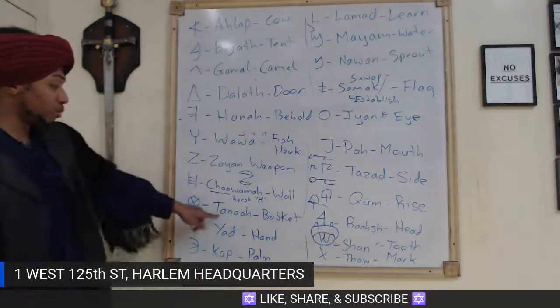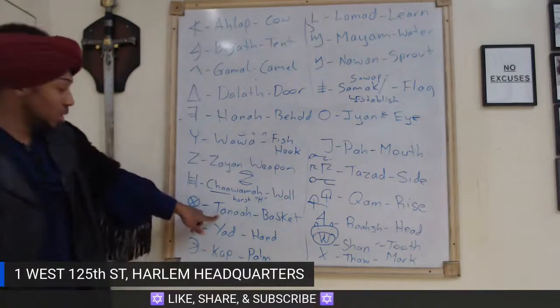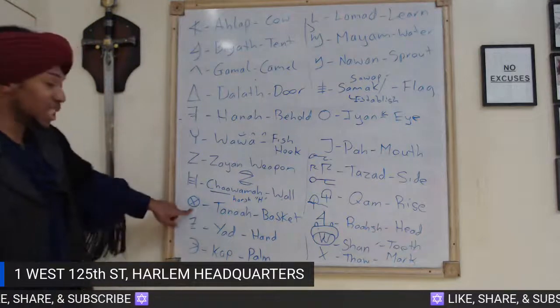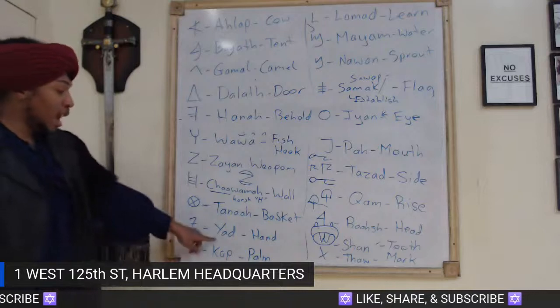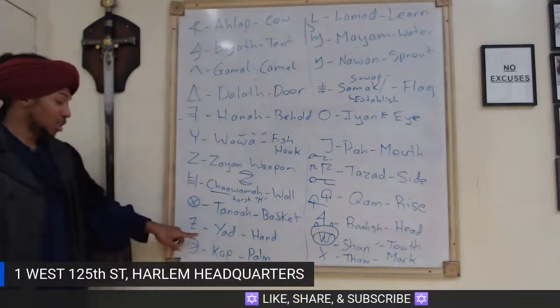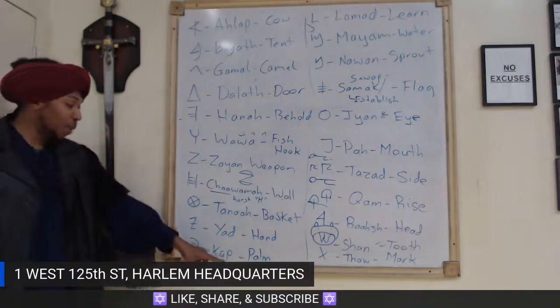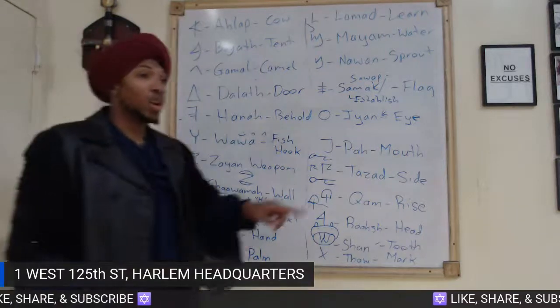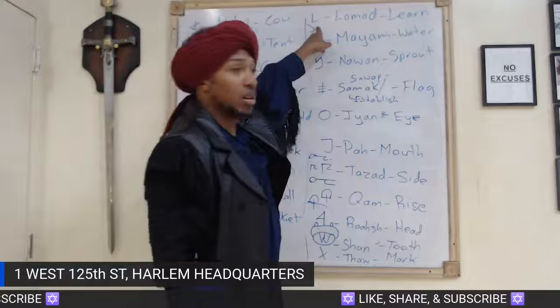Tana'ah begins with what, Matthew? Sorry? Tana'ah begins with what sound? Ta. So this is a ta. Yad begins with what sound? Ya. Ka begins with what sound? Ka. There you go. And you go on and on and on. What we got here?